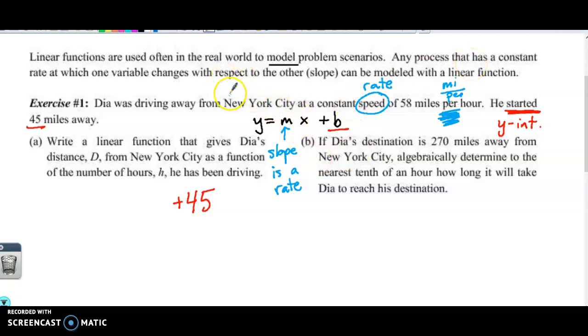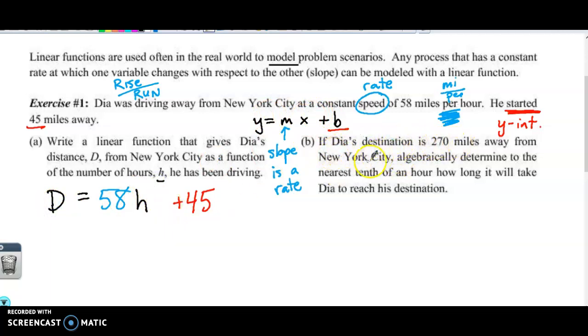Rise over run for slope. I'll even write that over here for you if it's been a few days since our discussion on slope. y2 minus y1 over x2 minus x1. So your 58 is your m. And instead of just using y and x, as the problem says, they want you to write the distance, so d, and h is an hour. So instead of y and x, we want d and h.